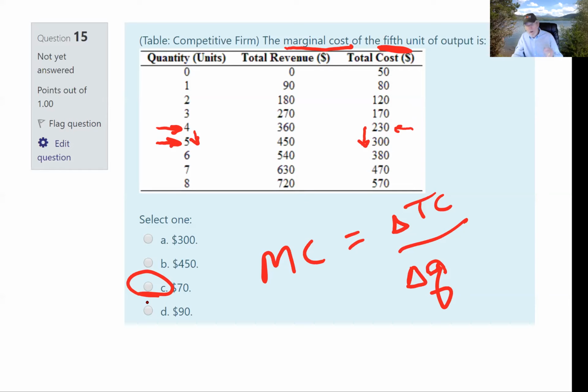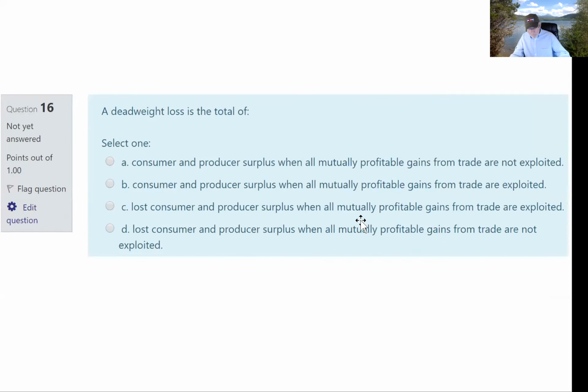That is not a hard question if you remember what marginal cost is and you think through what these numbers represent. If you just look at it and take a guess, then it's a pretty hard question, but you can get that right. Number 16, a deadweight loss.